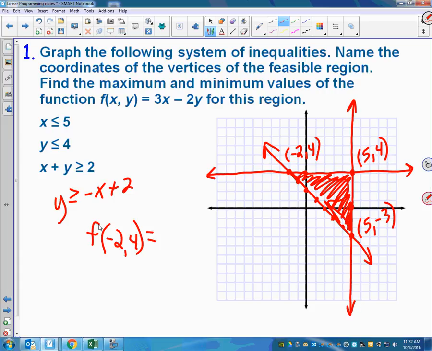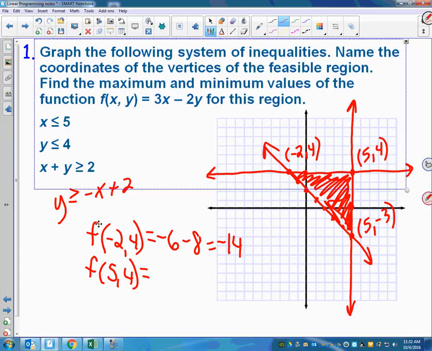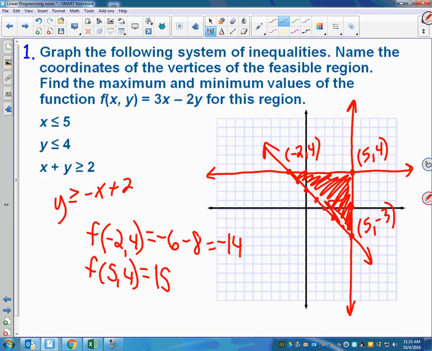So you tell me if you're okay showing not a lot of work here. 3 times -2, I'm going to say is -6. And -2 times 4 would be -8. So that would give me a value of -14. And I'm just going to do that with all 3 points. So now I'm going to plug in f of the point 5, 4. And when I plug 5 in for x, 3 times 5 is 15. And then -2 times 4 would be -8. Check my math. I think I get 7.